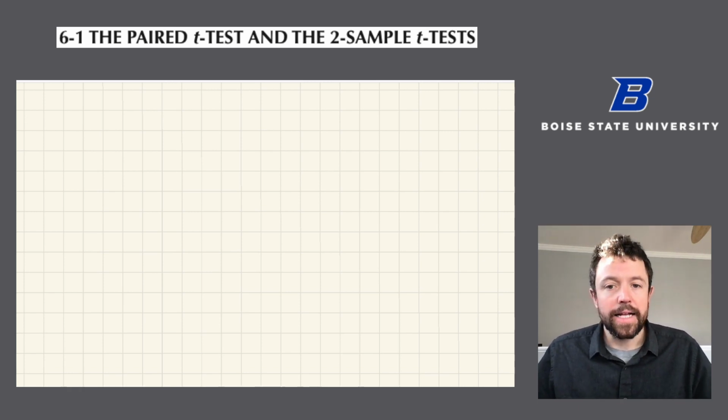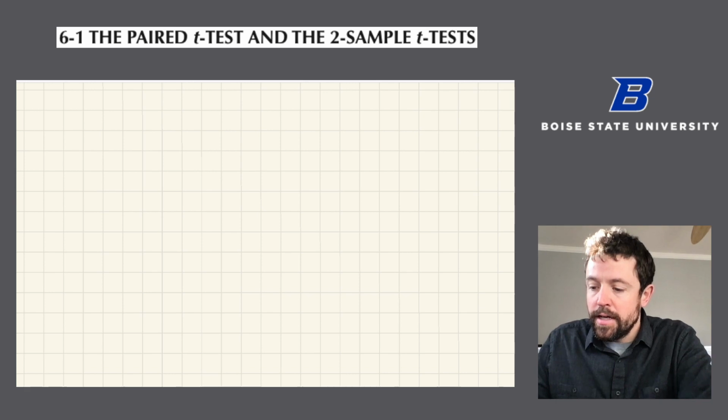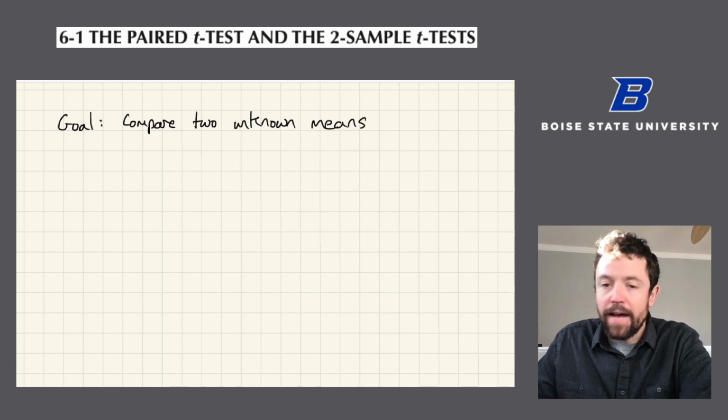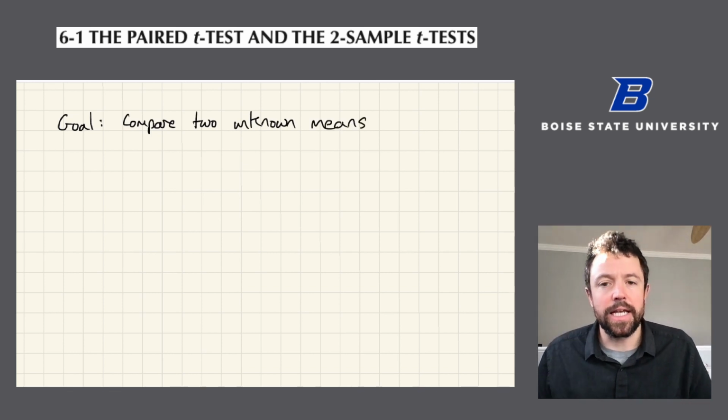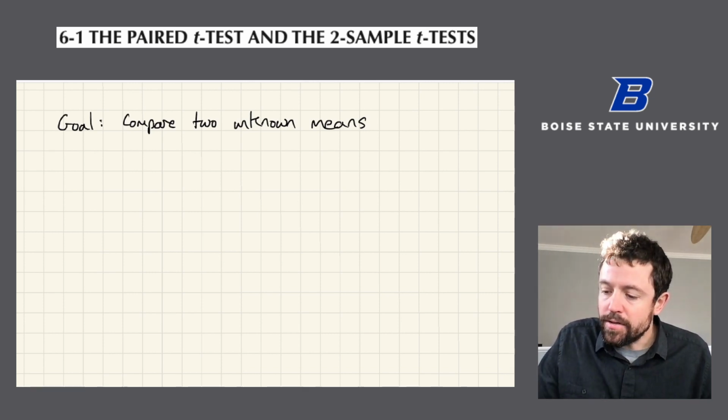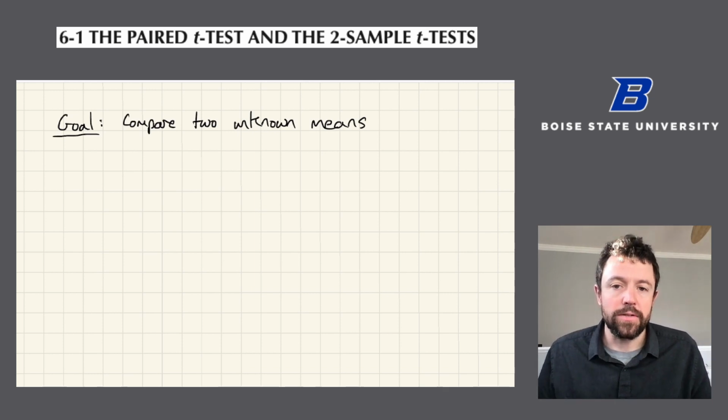So the underlying idea of all of these procedures is that our goal is to compare 2 unknown means. If we're going to compare 2 means, these have to be means of essentially the same variable. We can't compare apples and oranges. We need to be comparing means that are measured in the same units and are talking about the same sort of thing. And it turns out that there's 2 main ways to do this.